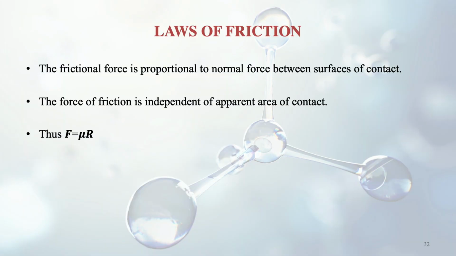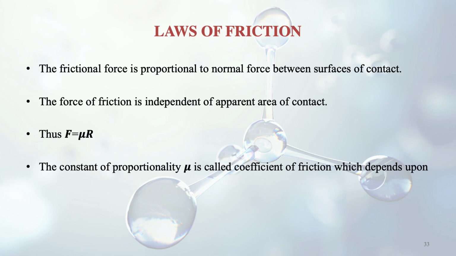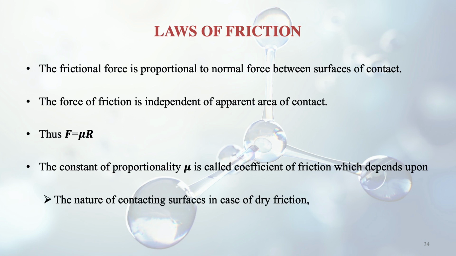This area of these surfaces doesn't affect the force of friction. So then we can say that F is directly proportional to R, where R is the normal force that is acting, and if we write it as a formula, as an expression, then it will be F equal to mu R, where mu is the constant of proportionality, and it is known as the coefficient of friction. And it depends upon what? It depends upon the nature of the contacted surface, how smooth it is, what kind of asperities are there, and it also depends upon the nature of the lubricant in case of film or fluid lubrication.